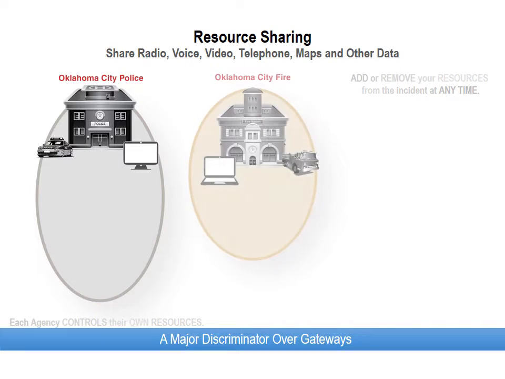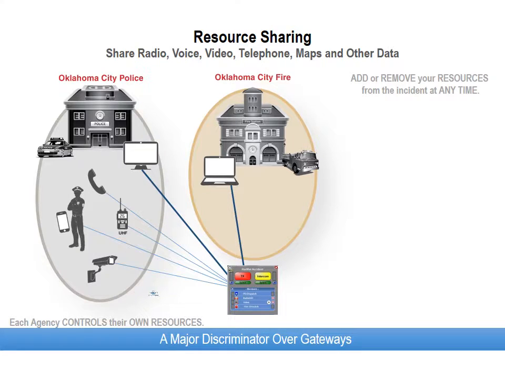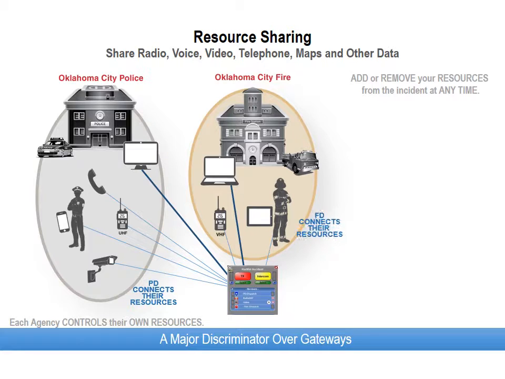That means that if the police department needs to communicate with the fire department, they can send an invitation to collaborate to the fire department, who can then either accept or reject the invitation. Each agency controls their own resources. The police department shares telephone, radio, video, even smartphone communications, and the fire department can do the same thing.